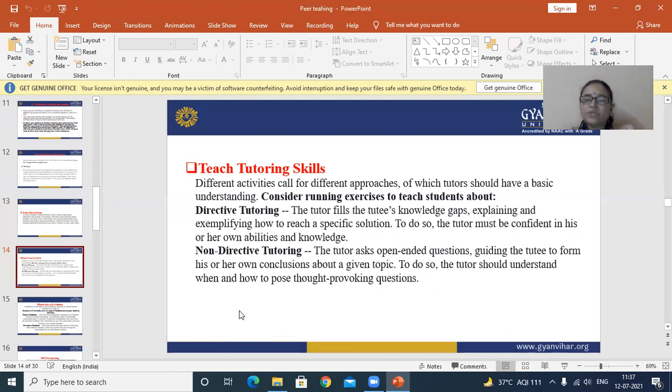Non-directive tutoring: the tutor asks open-ended questions, guiding the tutee to his or her own conclusion about a given topic. To do so, the tutor should understand when and how to pose thought-provoking questions.